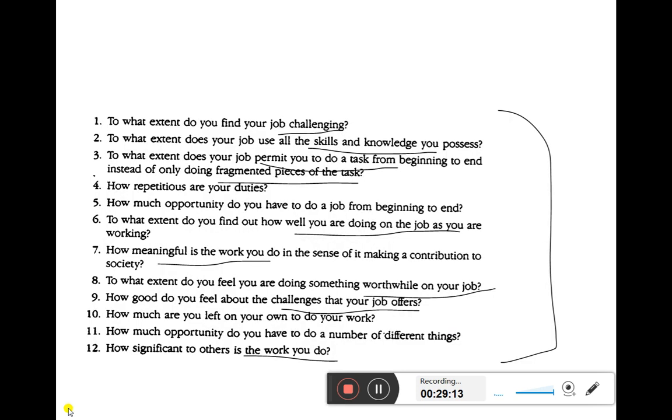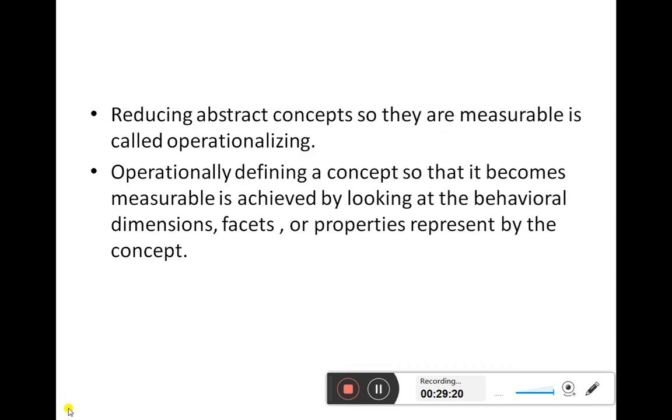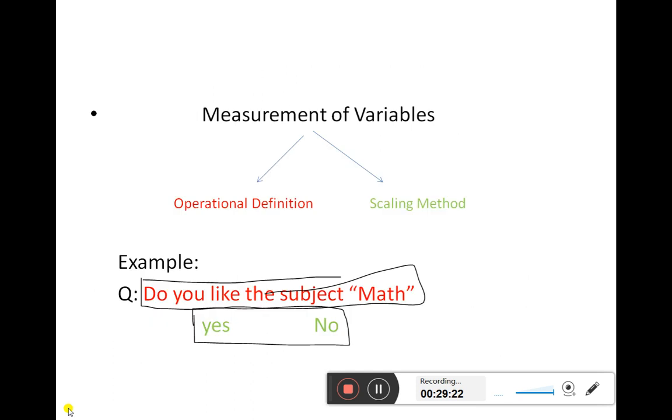Now inshallah you have got a clear idea. When I explained initially, I said that the operational definition basically comes to whatever question we have developed here, like do you like the subject math, the question, the statement, it comes with the help of operational definition.